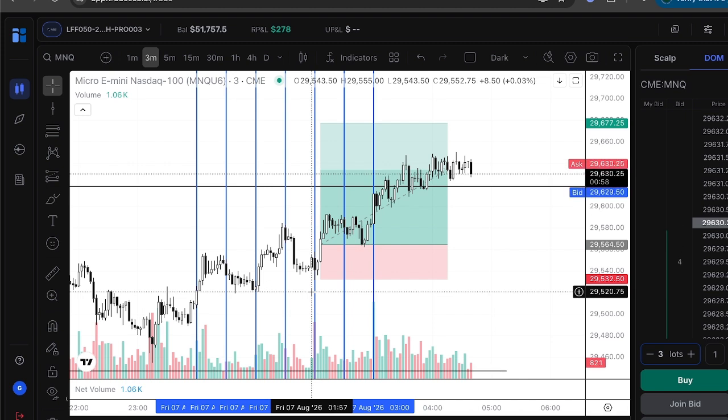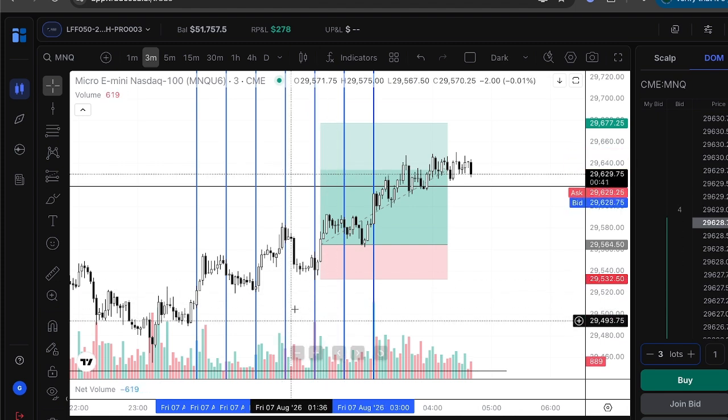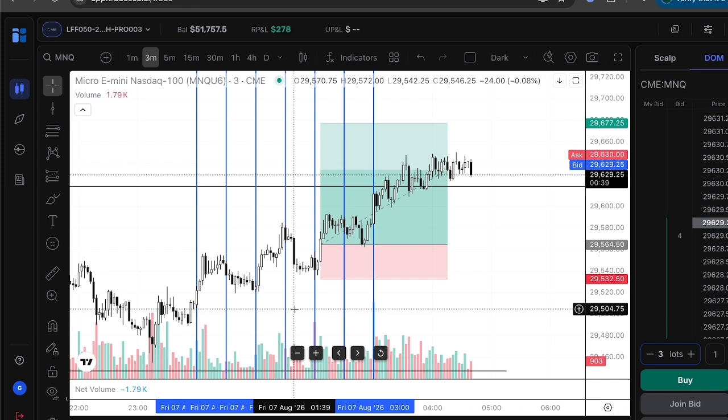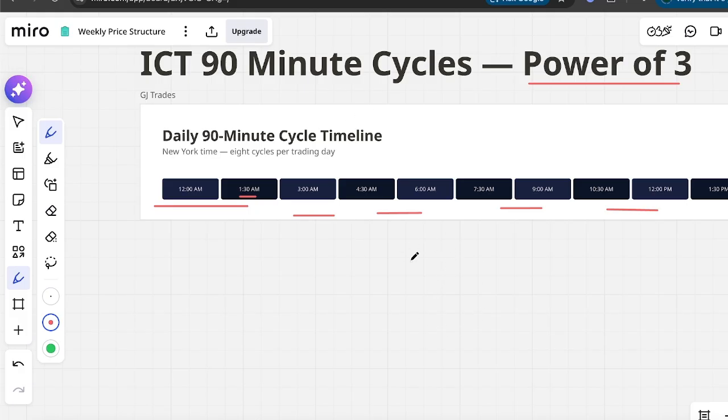Then mistake 3 is ignoring the cycle timing. If you're halfway through a 90-minute cycle and you've missed the manipulation and distribution, let that cycle go. Do not chase it. The next cycle starts in 90 minutes. Be patient. There's always another setup on the way. Patience is the most underrated skill in trading, and the cycle will repeat as it always does. 90-minute cycles, power of 3, accumulation, manipulation, distribution, repeating all day, every day, inside every single cycle.